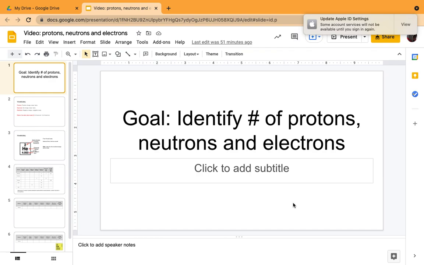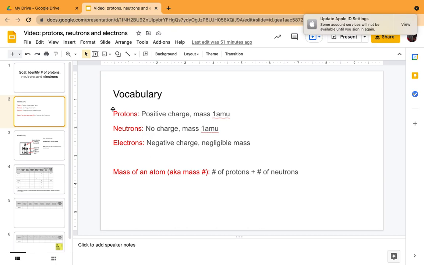Number of protons, neutrons, and electrons. We are going to begin by talking about some vocabulary words. Protons, neutrons, and electrons are subparticles.